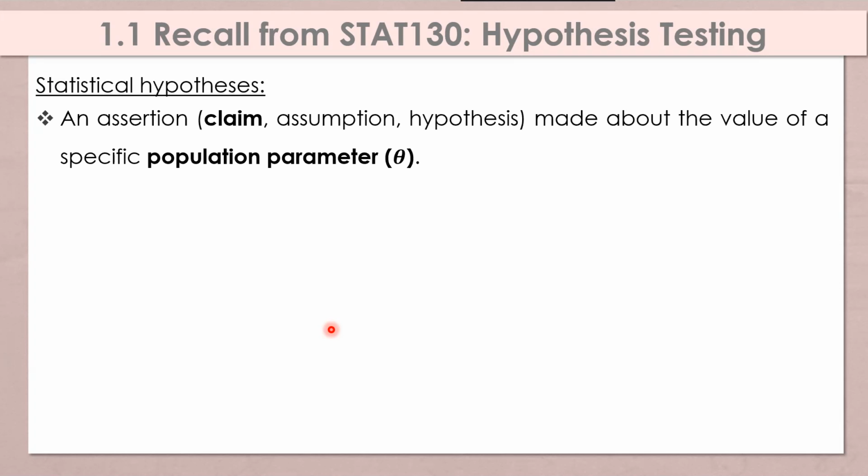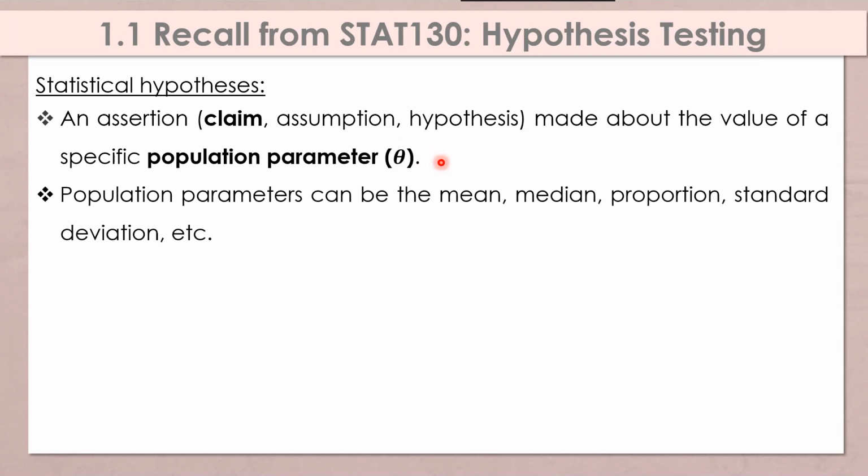It's an assertion, which is a claim, assumption, or hypothesis made about the value of some specific population parameter. So we denote in general a population parameter by theta. But we know that that population parameter could be a mean, a median, proportion, standard deviation, variance, and so on. So there's many different population parameters that one may be interested in studying and then performing a hypothesis on concerning its specific value or range of values.